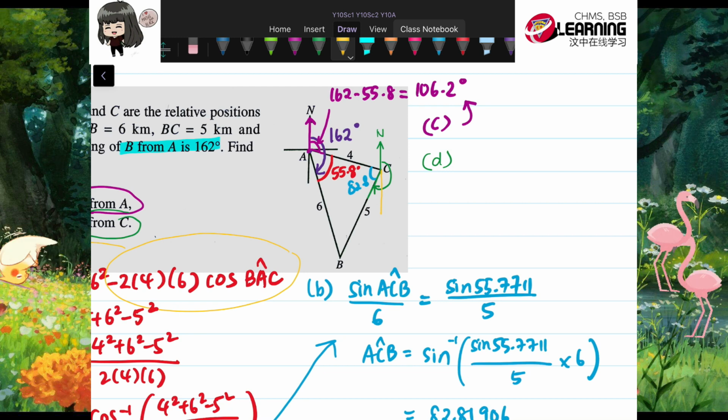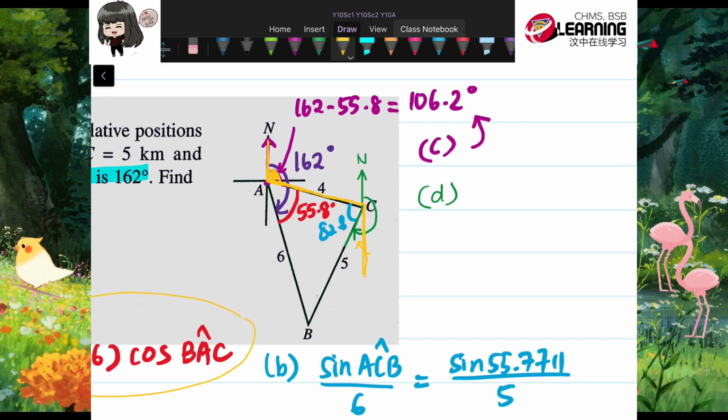Okay, we need to find this angle over here. How are we finding this angle? We can see there's an alternate angle. We find our 106.2 already. So you see my alternate angle like that. This alternate angle, meaning to say that this angle 106.2 is also equal to this whole angle, 106.2.